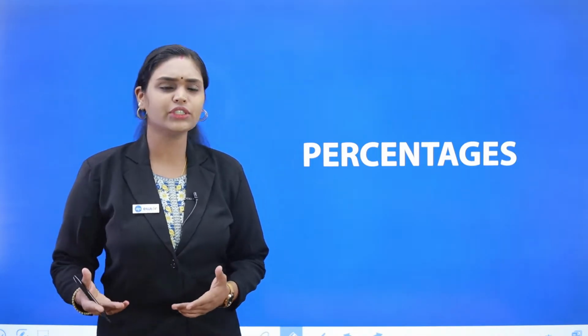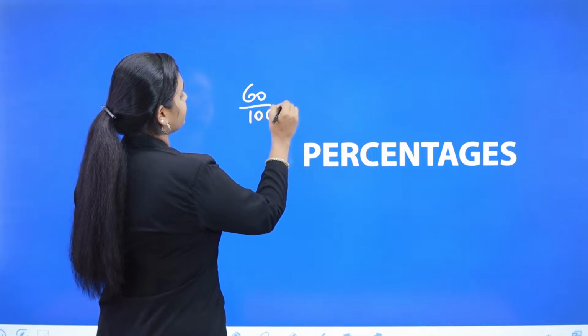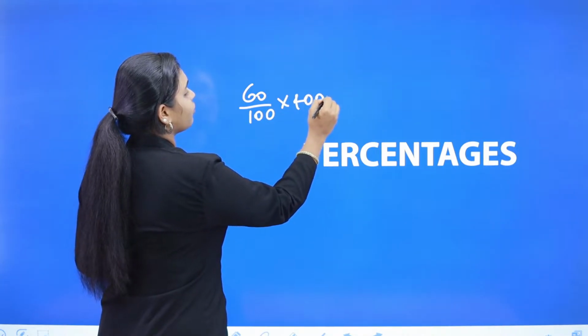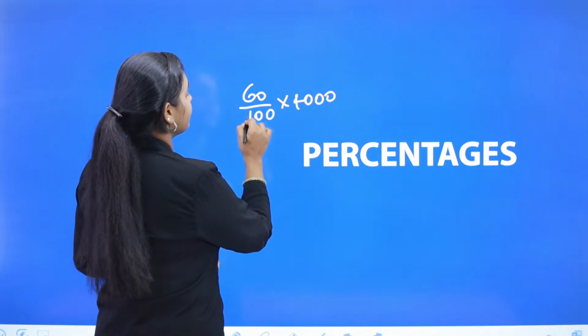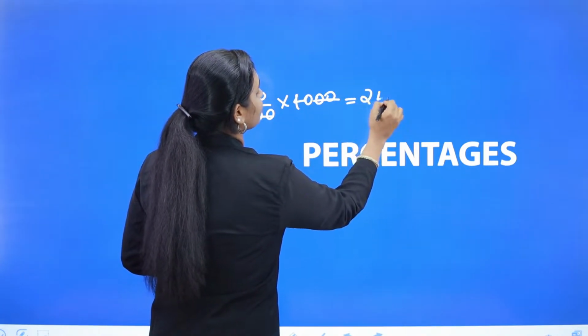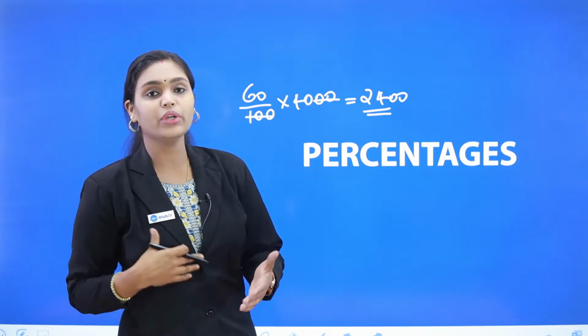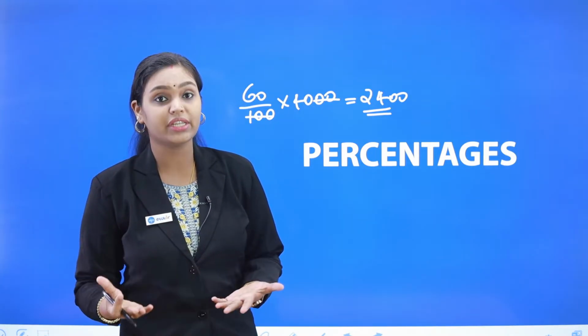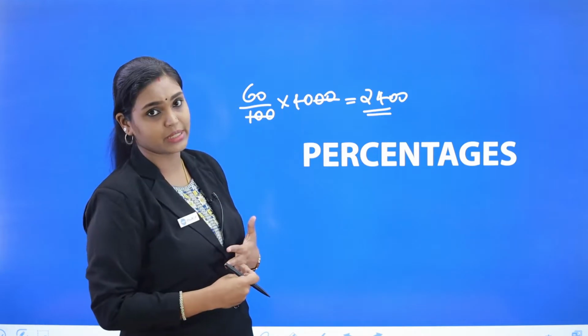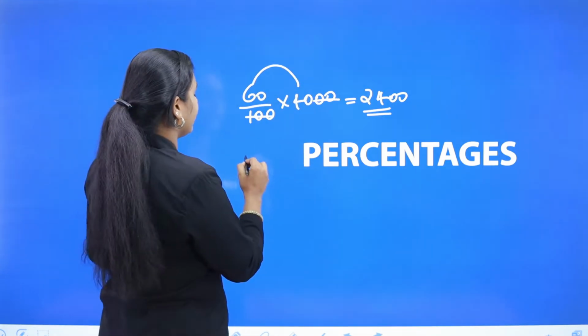So what if you are asked to find 60% of 4,000? What will we do? We'll cancel these zeros. I'll be getting 60 into 40. That is 2,400 we'll get, right? So instead of going for this calculation, you can easily find it out by simply looking into the question itself. That is, just multiply this 6 and 4. What will we get there?